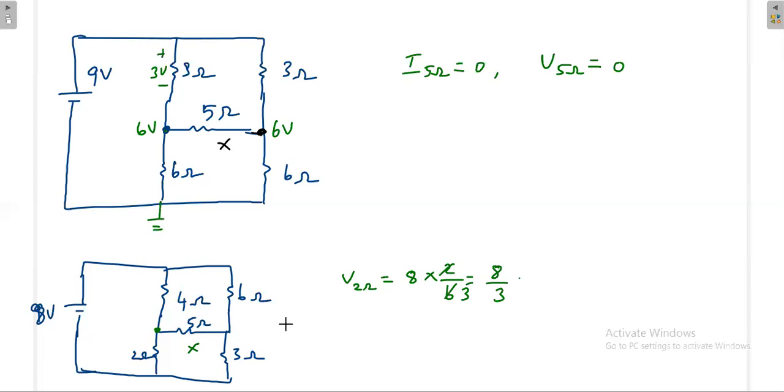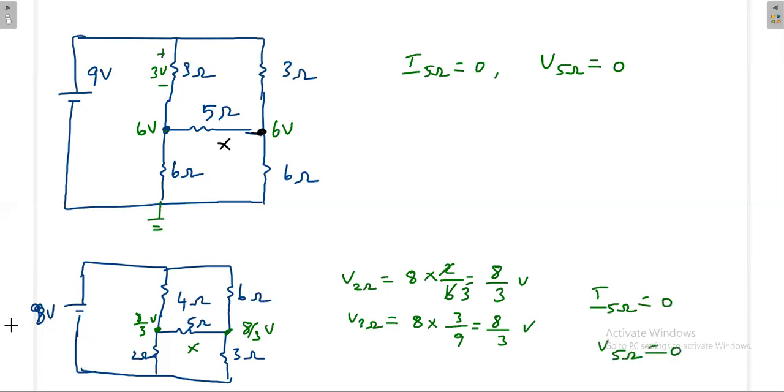Similarly, again you measure here, what is the voltage across 3 ohm? That is 8 into 3 divided by 9. Then also you are getting 8 by 3 volt. So that means in both the cases you are getting 8 by 3 volt only. Now also the current across 5 ohm is equal to 0, the voltage across 5 ohm is equal to 0. Then I will take one more condition.